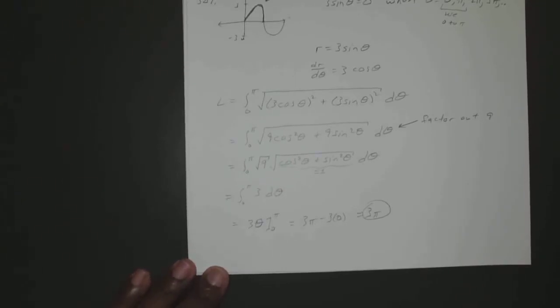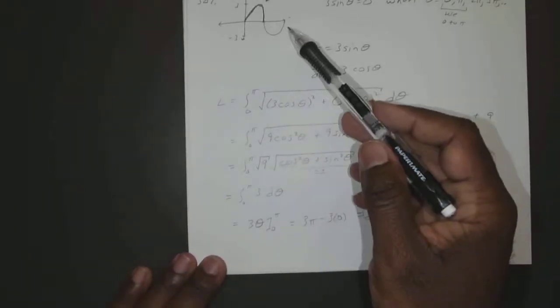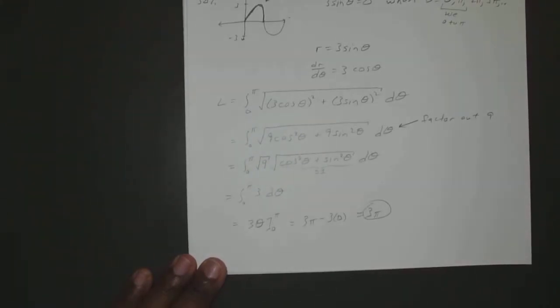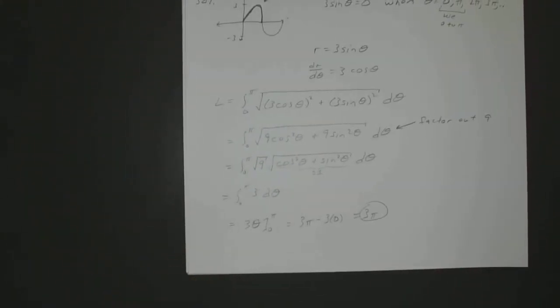Now, if we want to know it from 0 to 2 pi, we just get 3 pi times 2, then 3 pi times 3, and so forth and so on. So that's why we only need just the one section of the arc length. All right. Any questions on that one? All right.